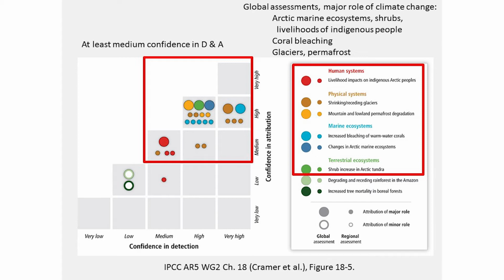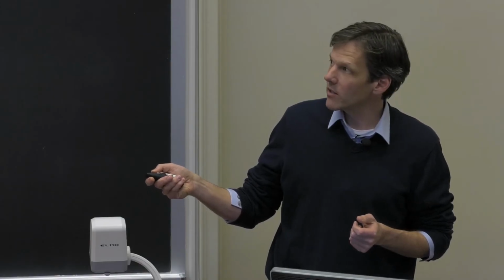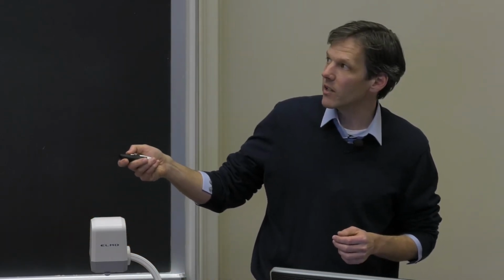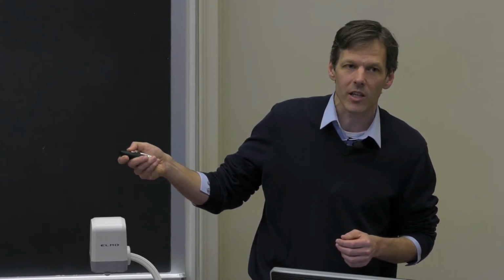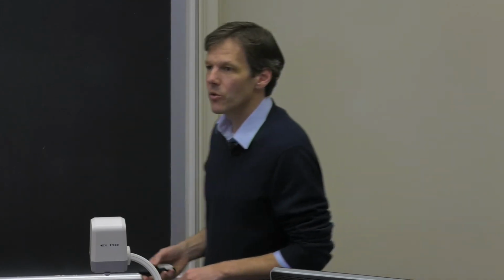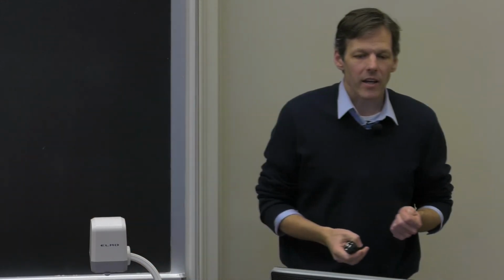This is a summary of studies broken down by the confidence in their conclusions in detecting an impact. That's on the bottom here. So you go from very low confidence here to high confidence here, in detection. And on the vertical is confidence in attribution, right? This is something happening? Is it because of climate change? And you have to have at least medium confidence in both of those things in order to qualify to be a moderate risk. And so if you're anywhere in that red box, then you qualify.